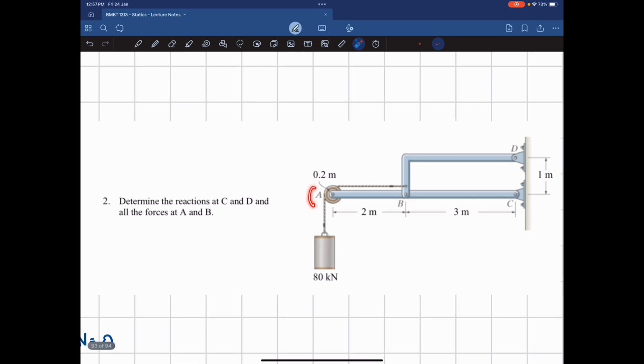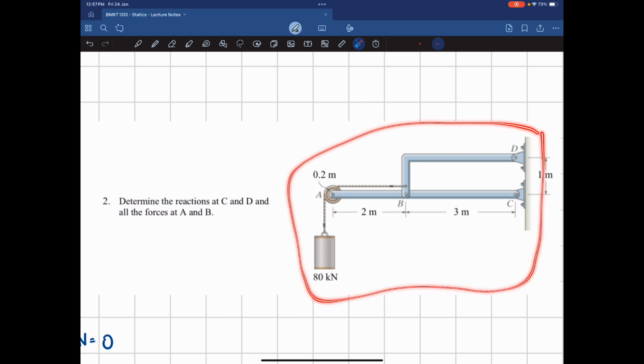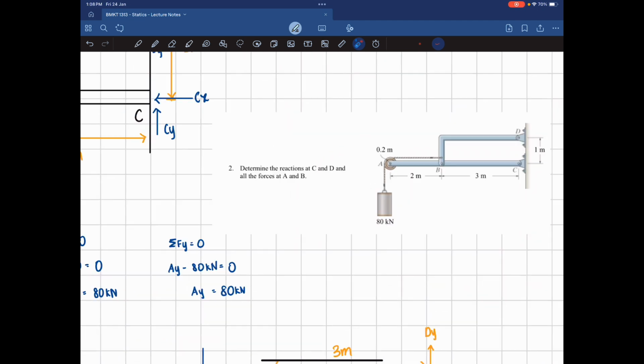So A and B is here, C and D is here. So this is the diagram that's provided. So what concepts did we use in this question? The concepts that were mainly important in this question is to remember our EOE.